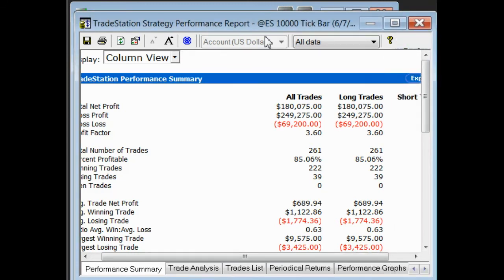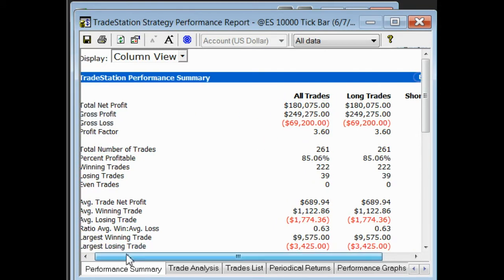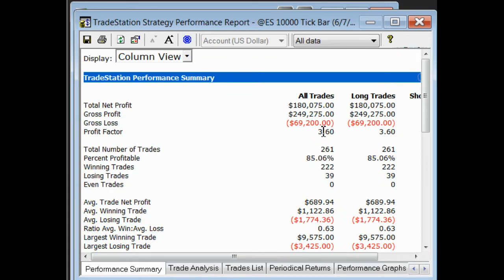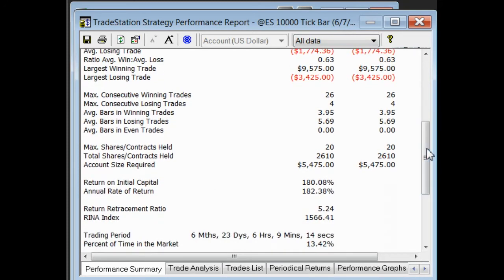Okay, so that gives us a full view of this performance report on a 10,000 tick chart, and you can see that profit factor, pretty impressive from that standpoint. 3.6, 85% win rate, not horrible at all. Quite a few trades, because you're only talking about a narrow window here, going back to June of the previous year.